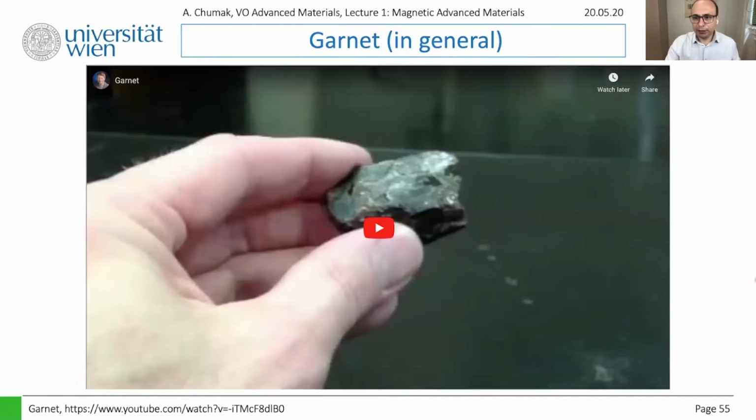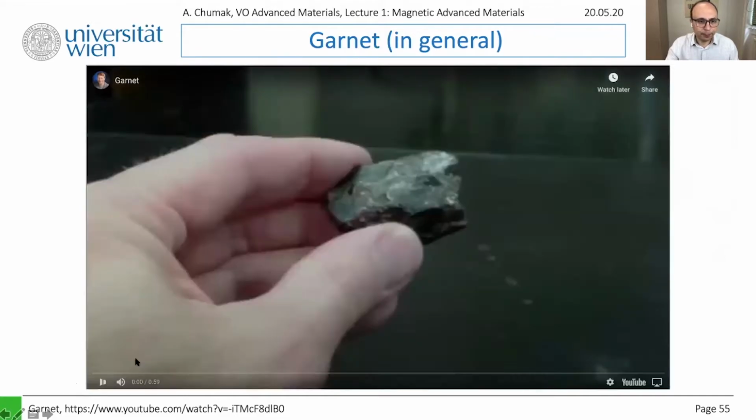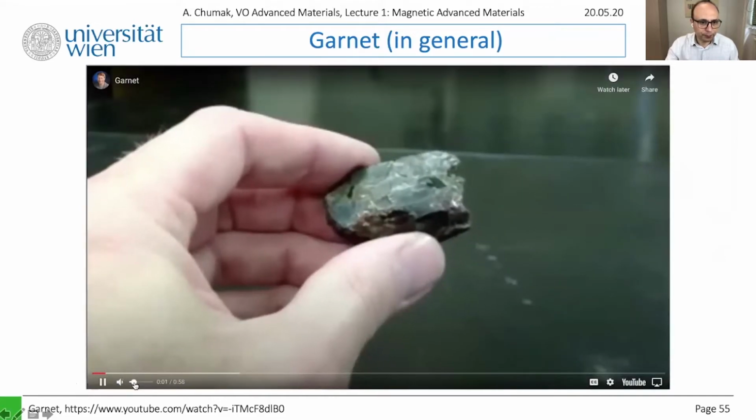So this is a garnet, and let's see a very brief video about garnet. It's not jeweler garnet, it's not yttrium iron garnet, it's just some standard garnet, and there will be a brief discussion of it. This is garnet.